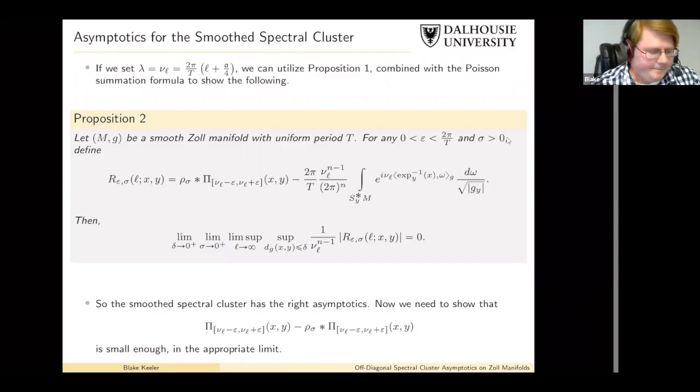L tends to infinity. Now we need to show that introducing this smoothing, this rho_sigma, didn't actually mess anything up. We need to know that taking the convolution with rho_sigma actually does not affect the asymptotic behavior in a meaningful way. So that's going to be the next objective, which is to control the difference between the original spectral cluster and the smoothed out version.